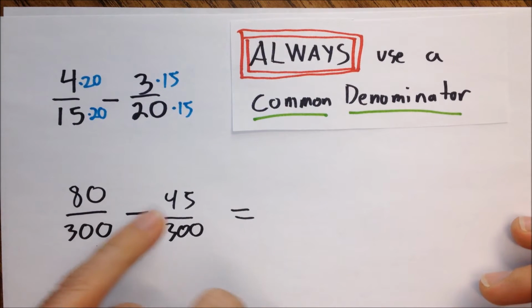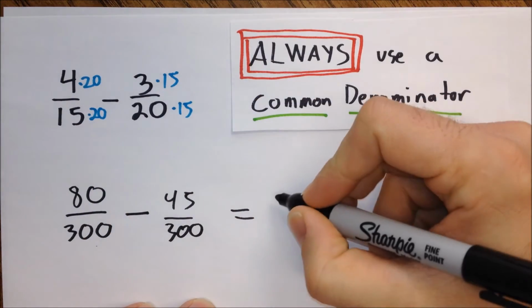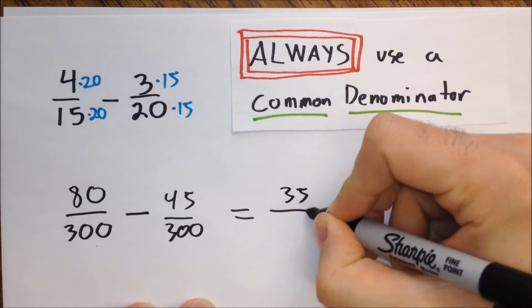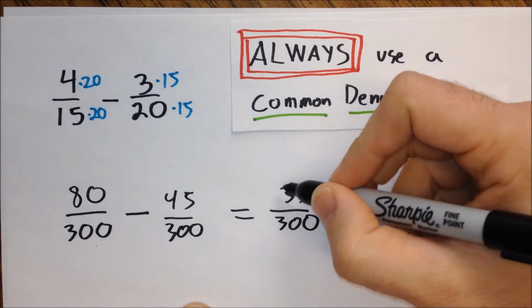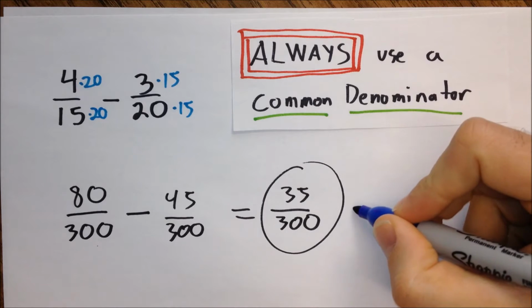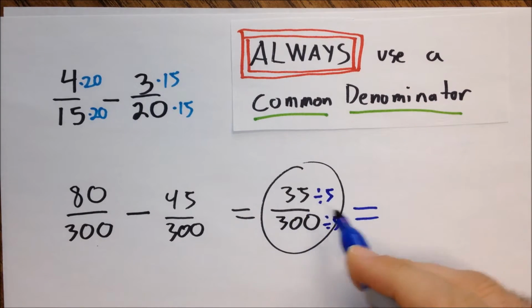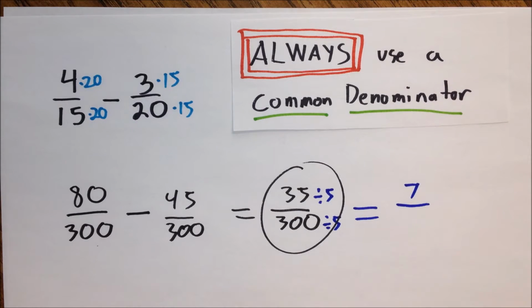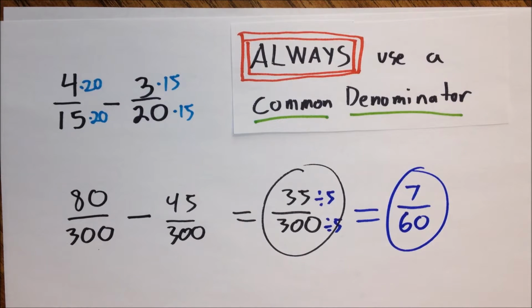So we can subtract 45 of our pieces from 80 of our pieces, and that gives us 80 minus 45 is 35 pieces altogether, and these 35 pieces are 300s. This, in my mind, is a perfectly reasonable answer. However, it's always nice to reduce and simplify. If I was going to simplify, I might divide both of these by 5. 35 divided by 5 is 7. 300 divided by 5, I have to think about it just a second, is 60. And so I get 7 over 60 for my answer here.